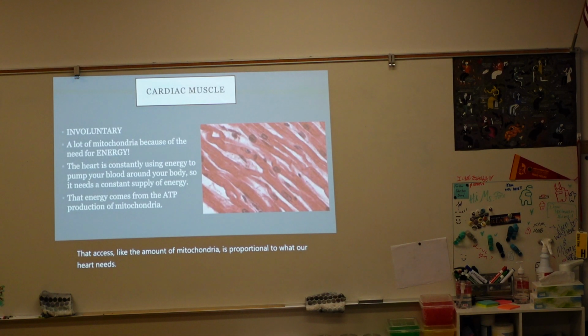Those are here. Again, mitochondria because of the need for energy, so your heart is constantly using that energy to pump your blood around the body, filter gases, and so it needs a constant supply of energy, and that energy comes from ATP that's produced by the mitochondria. And so all of your general cells do have mitochondria, your cardiomyocytes just have more. Because all cells need to have some sort of energy source in order to stay alive.